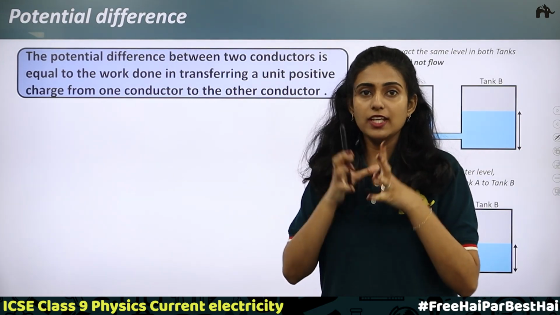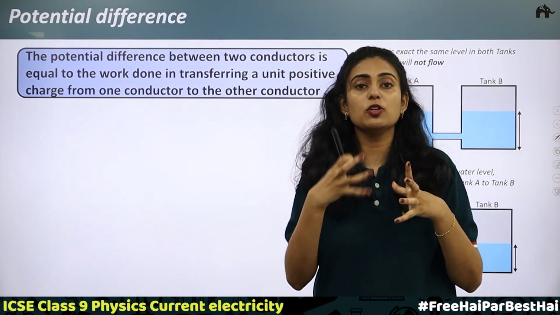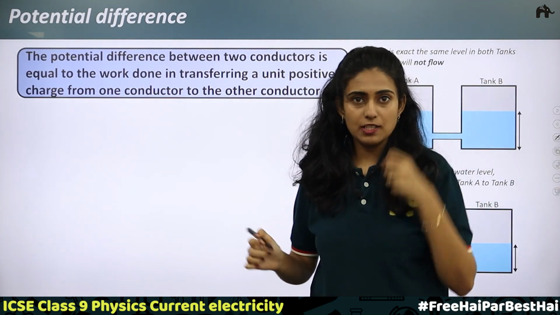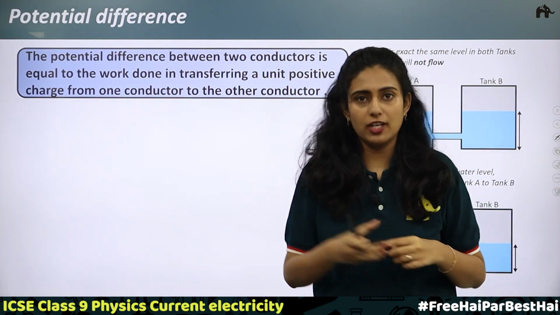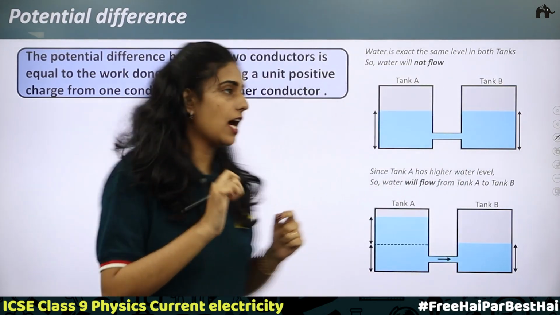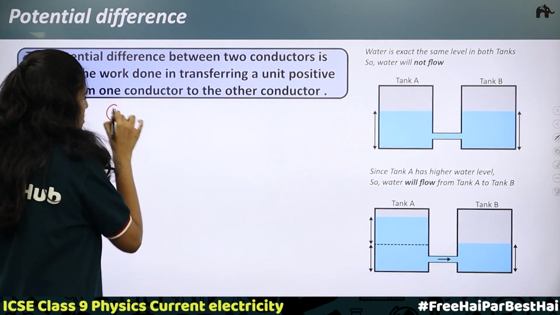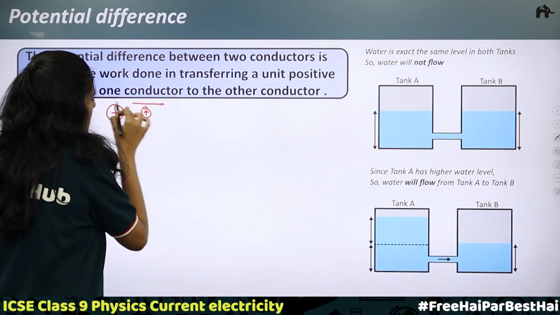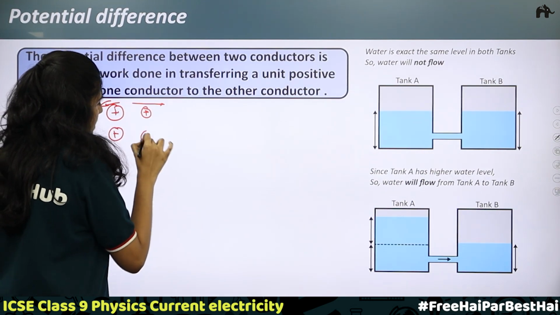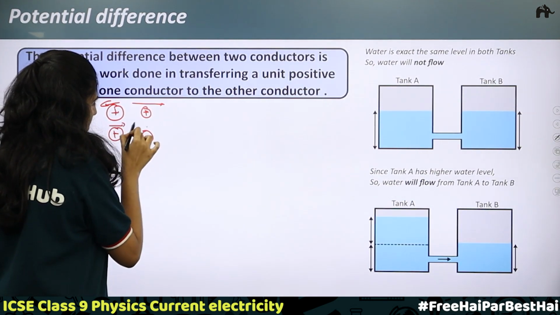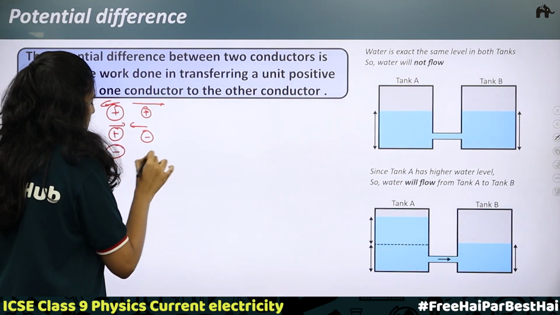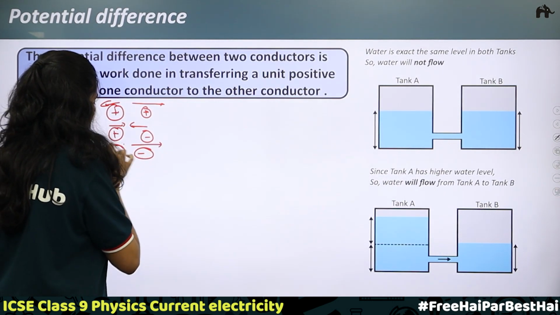Next is potential difference. When you take the case of a battery, it is able to create a potential difference. So what is a potential difference? Before understanding potential difference, we need to know what a potential is. When you take two bodies, if the two bodies are positively charged, what happens? There is repulsion. When a positively and a negatively charged body are taken, there is attraction. When a negatively charged body and a negatively charged body are taken, again there is repulsion.